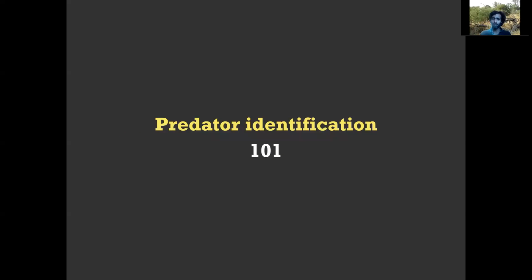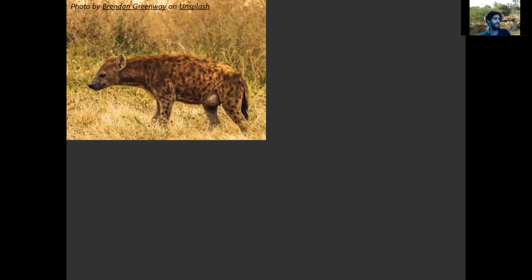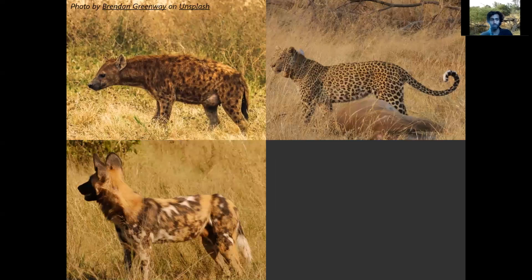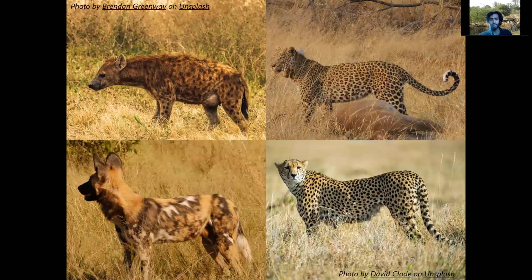Before I blow your mind with the results, I'm going to give you a quick primer on predator identification. So for hyenas, leopards, wild dogs, and cheetahs, individuals all have unique body color and patterns that you can use to tell them apart. Hyenas have these black marks, splodges on them. Leopards have this pattern of rosettes. Wild dogs have these 3 colors, and cheetahs have these spots. And you can effectively use these like fingerprints to tell one individual apart from another. And over time, it becomes quite easy to look at these individuals and just pick out these patterns.